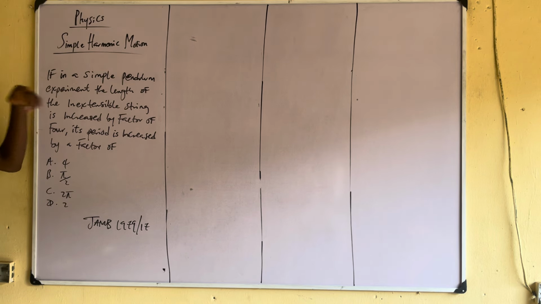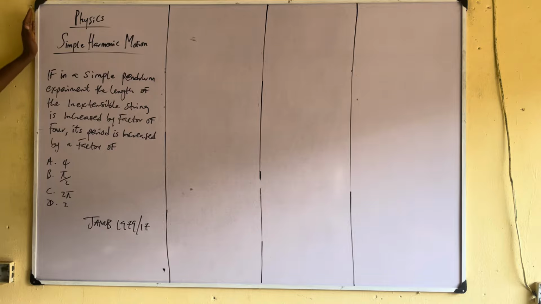If in a simple pendulum experiment, the length of the inextensible string is increased by a factor of 4, its period is increased by a factor of: option A, 4. Pay attention. Option B, pi over 2. Option C, 2 pi. Option D, 2. JAM.